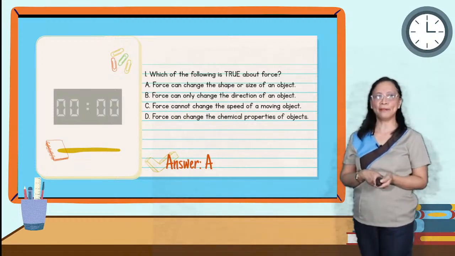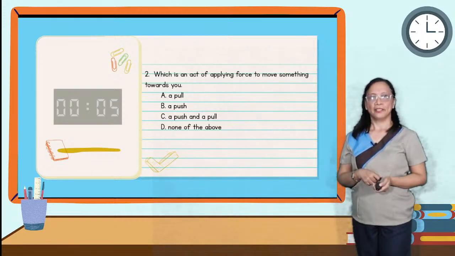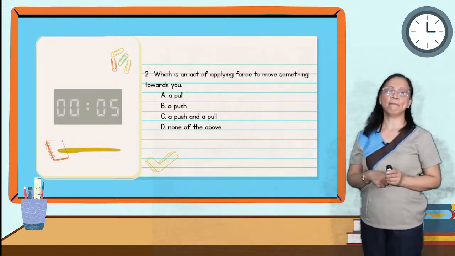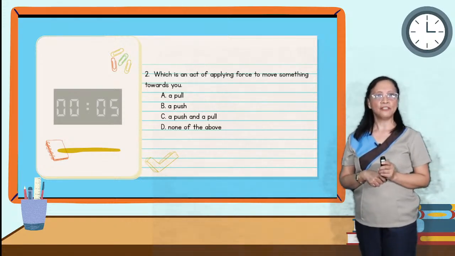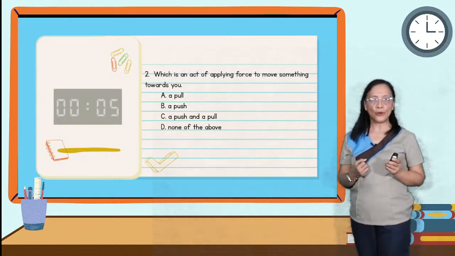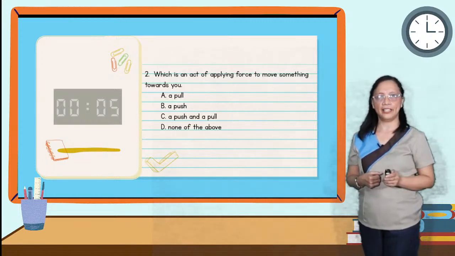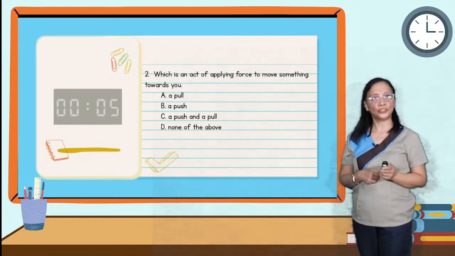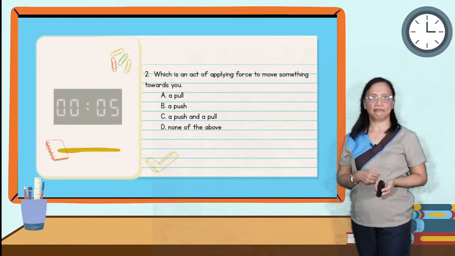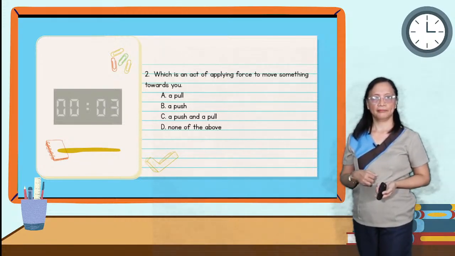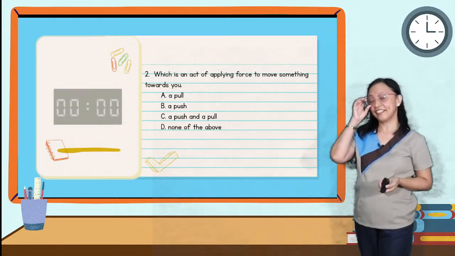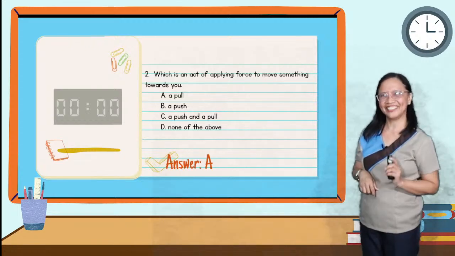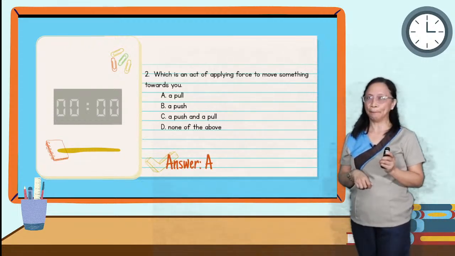Let's go to number 2, which is an act of applying force to move something towards you. A pull, B, a push, C, a push and a pull, or D, none of the above. And the correct answer is letter A, it is a pull.